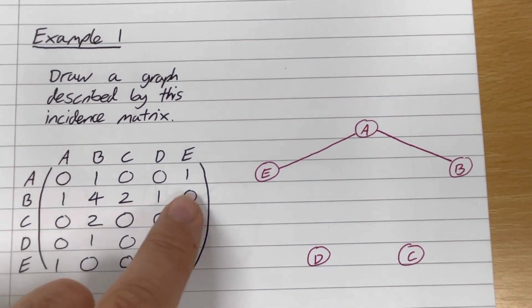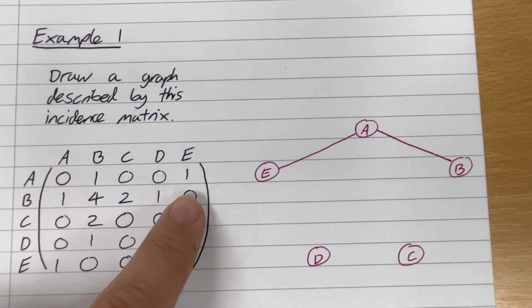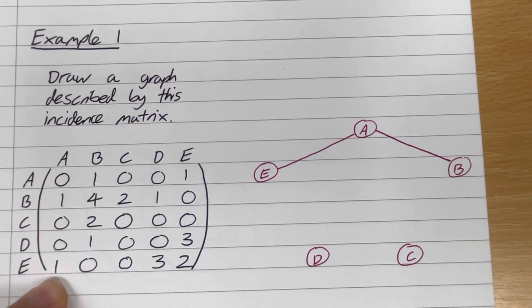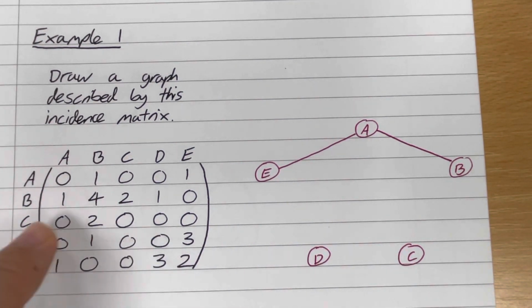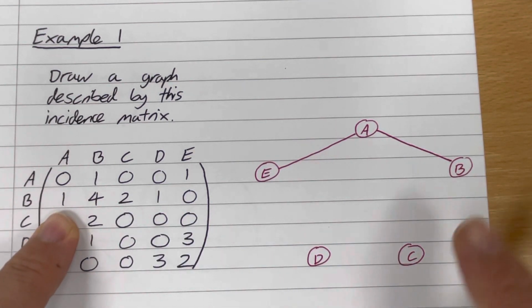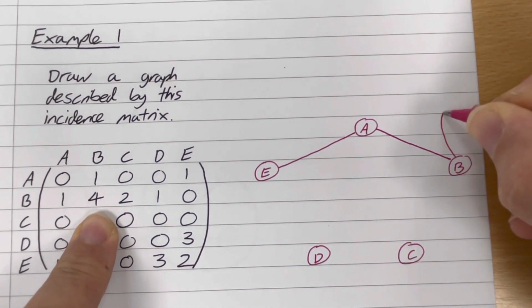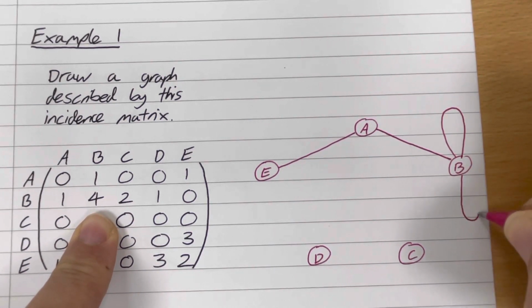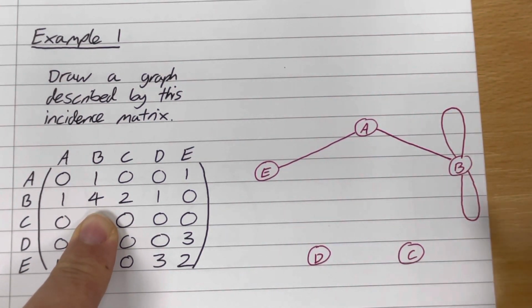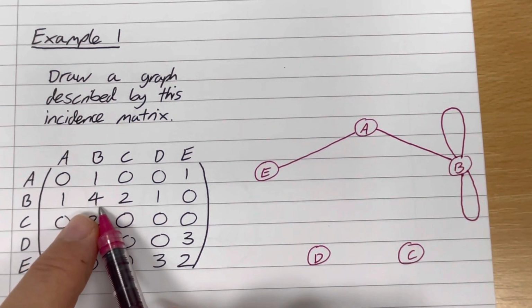And we probably should check that this is a symmetrical matrix. It is. So if A connects to E by 1, then E connects to A by 1. Okay, in example 2, we'll see where that's not necessarily the case and what that means. Okay, node B. Node B connects to A by 1, but we've already got that one in. Node B connects to B by 4, so therefore it's going to have 2 loops. Okay, so this would represent 2 of those 4, and this would represent 2 of those 4. So it's only 2 loops.